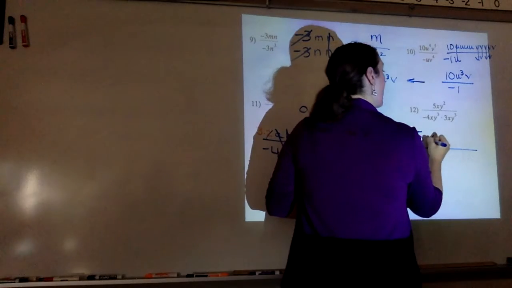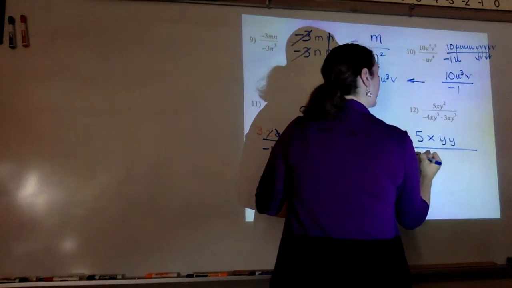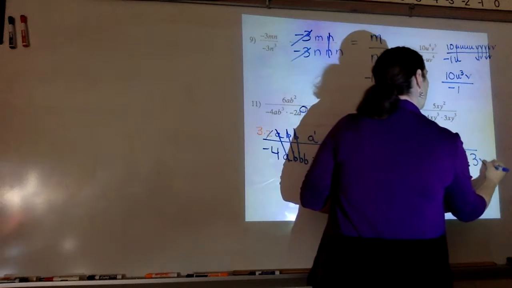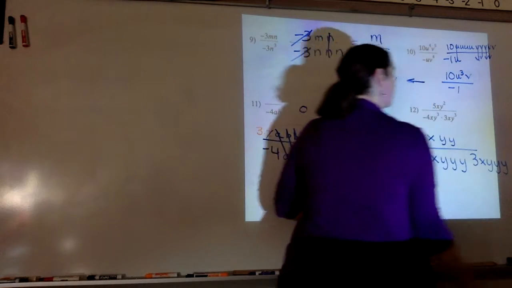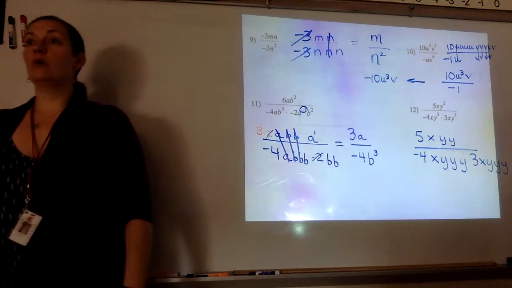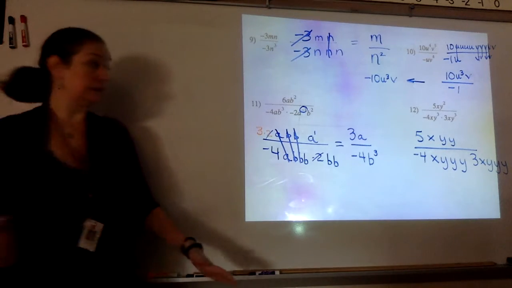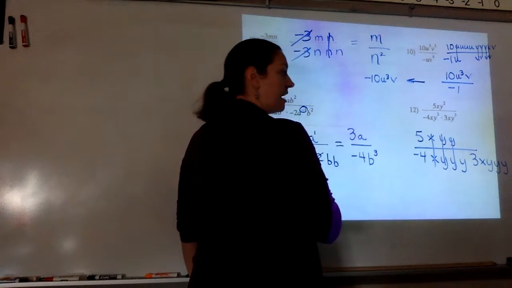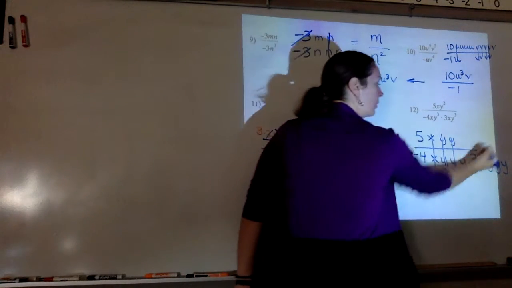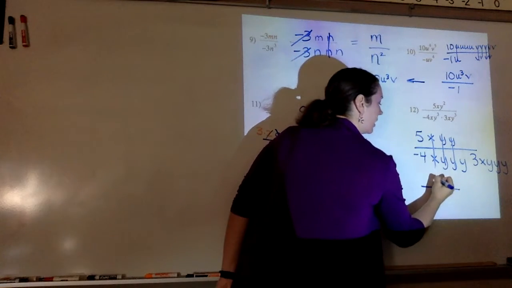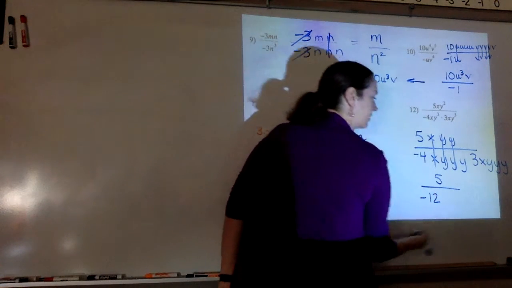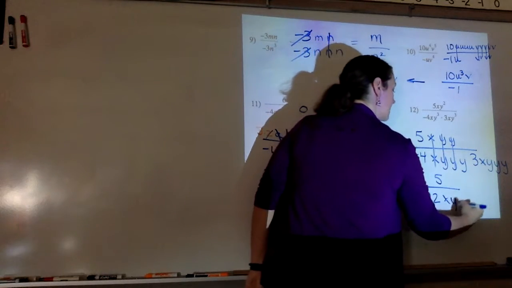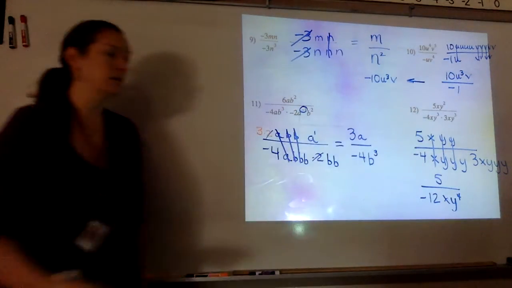5x y, -4x, 1, 2, 3 y's, 3x, and 3 more y's. Who breaks down? Good. Y. 2 Y. 2 y's are gone. The X's. Nothing else, right? Yeah. So up top, who do I still have in the top? 5. In the bottom, I have -12. 1, 2, 3, 4. 4 y's and an x. Done.